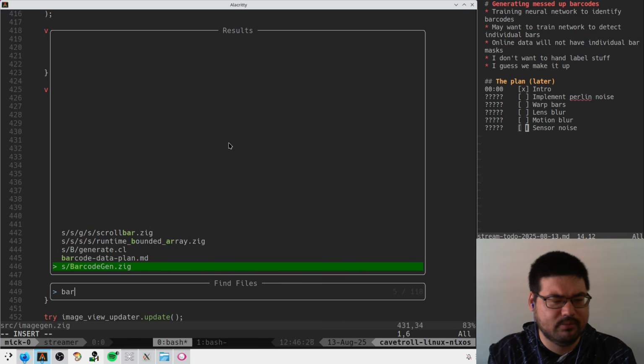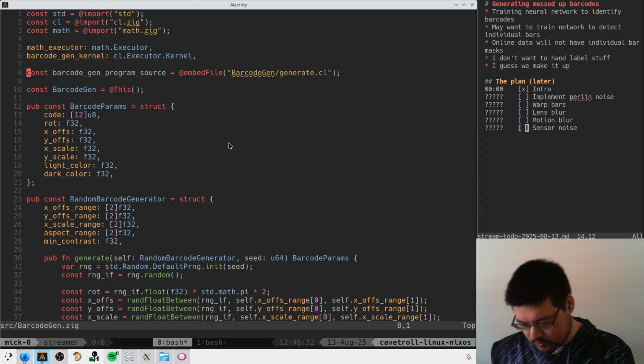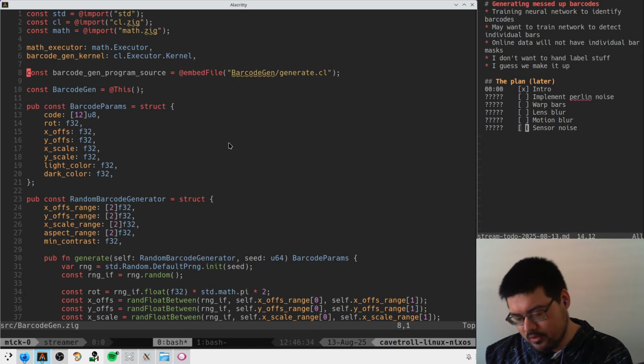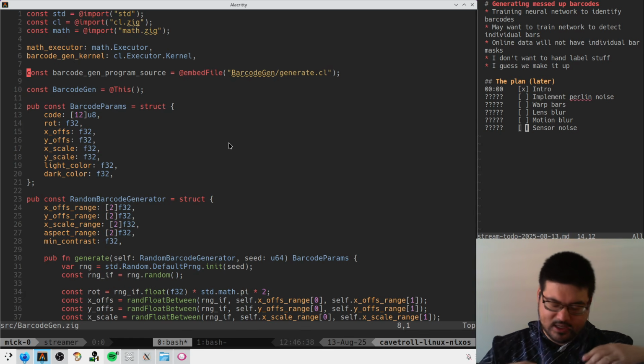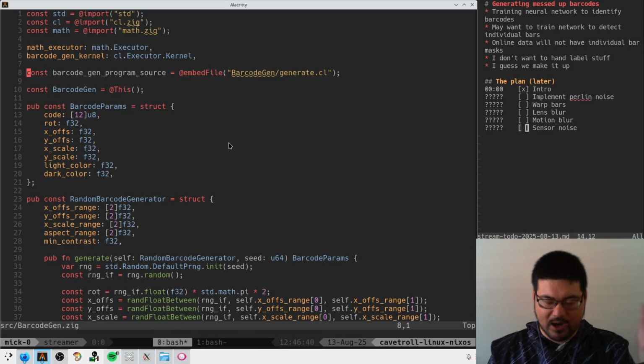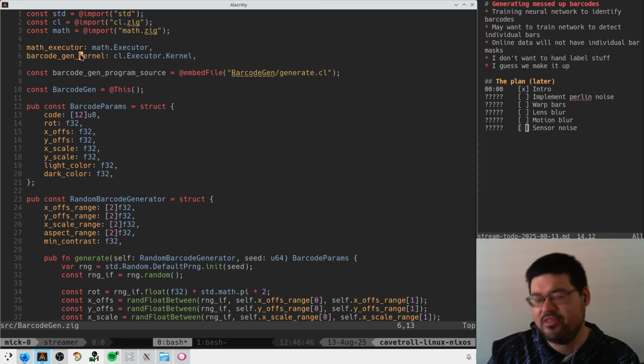But somewhere we have the barcode generator, which runs an OpenCL kernel, which is a thing that runs for every pixel, or in our case it's every pixel, but it could be any number of things. If you have 1,000 things to do, the GPU will execute the kernel for each of the 1,000 things, hand wavy. And so we can define that thing as pixels.